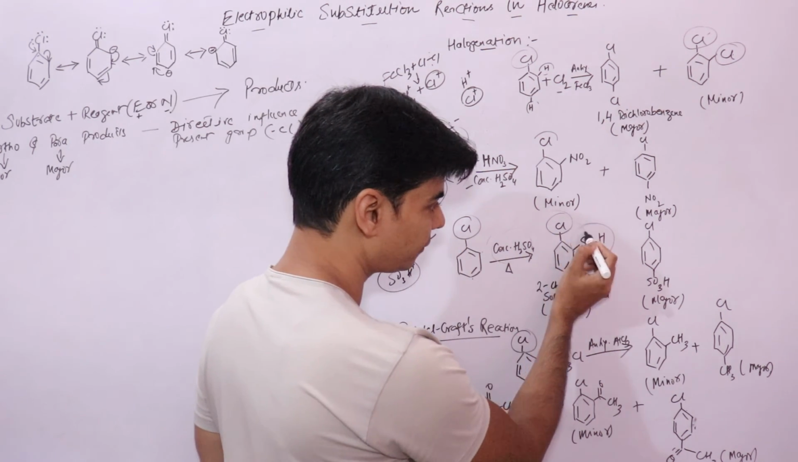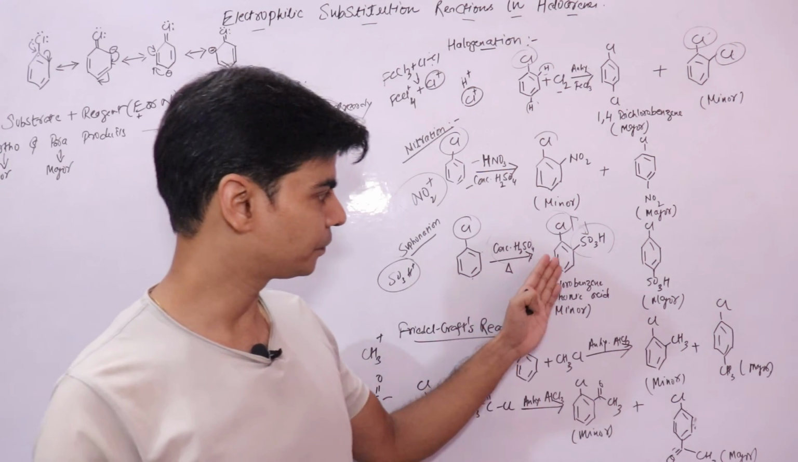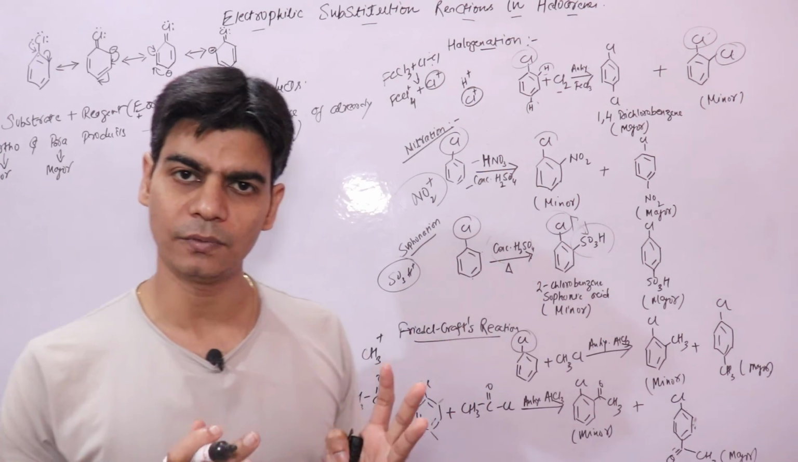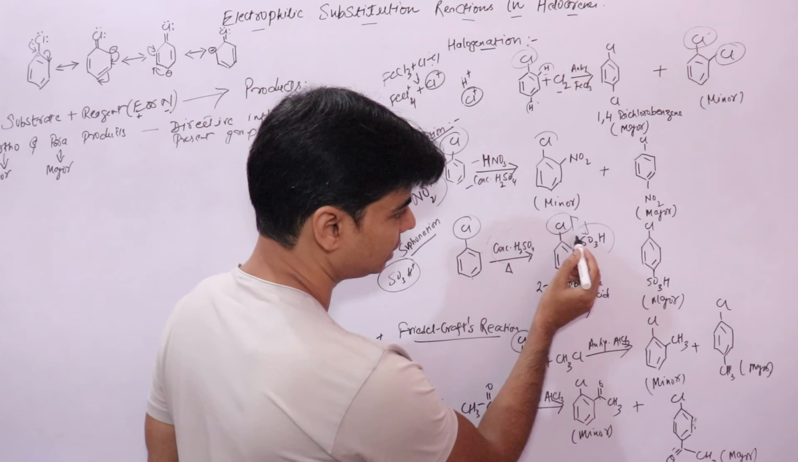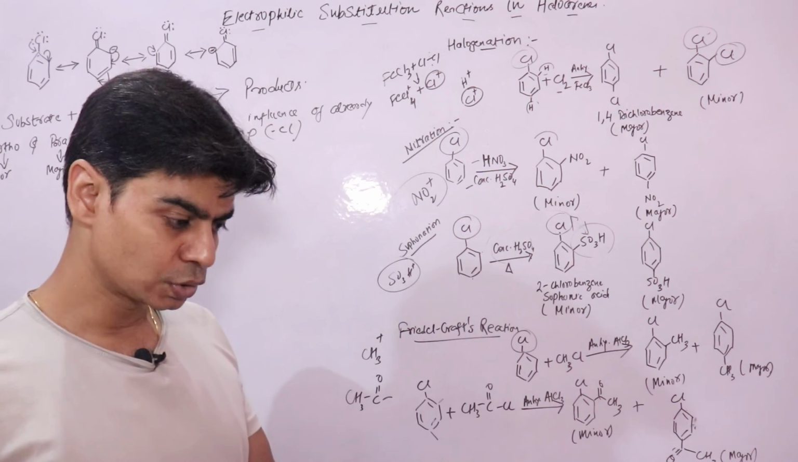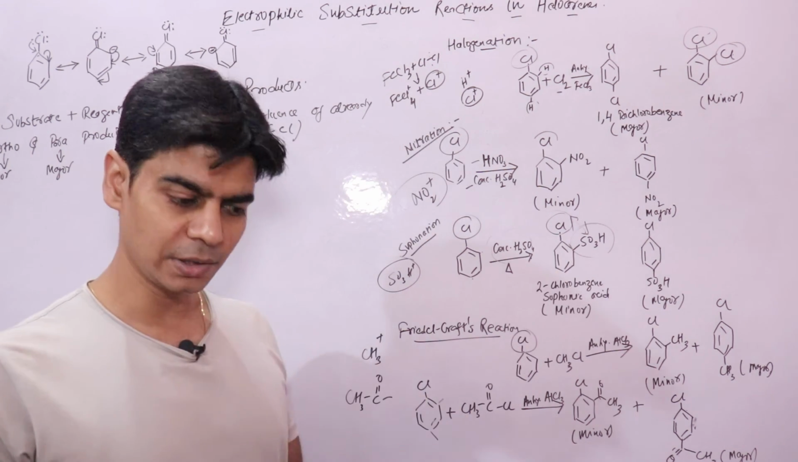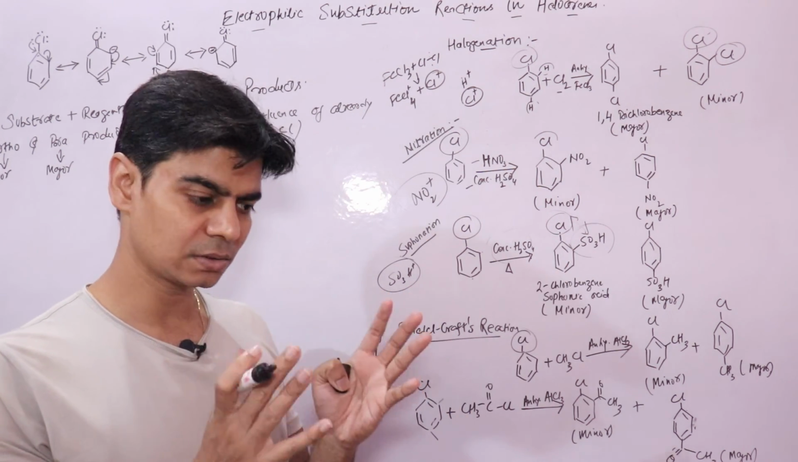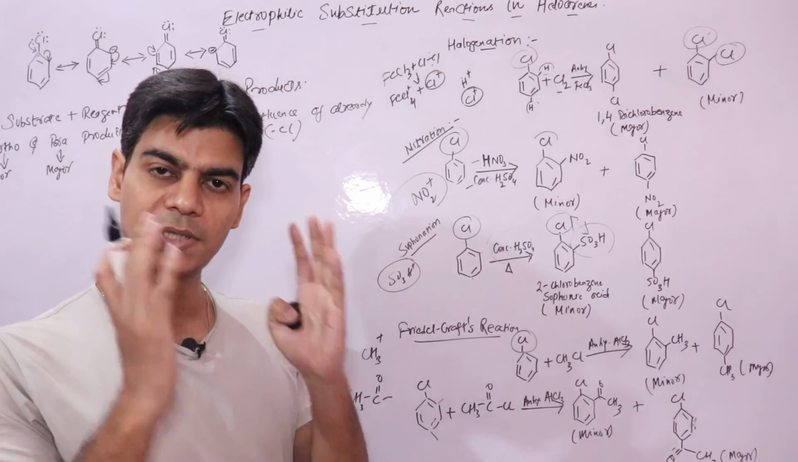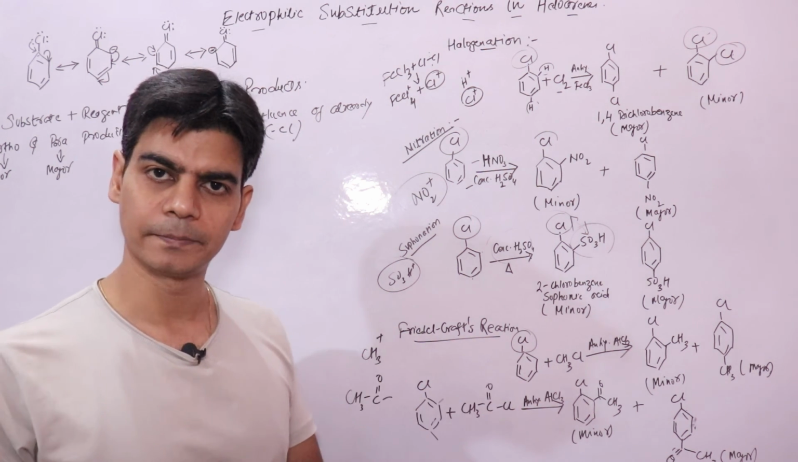So due to steric effects or steric hindrance, it's kind of a traffic, that you can understand. Since you already have a Cl group present here, when the incoming group occupies this ortho position, it will face some kind of steric hindrance. It's kind of a traffic, right?